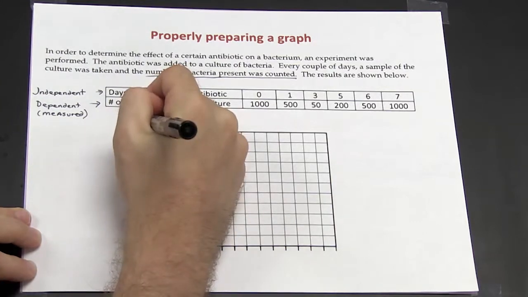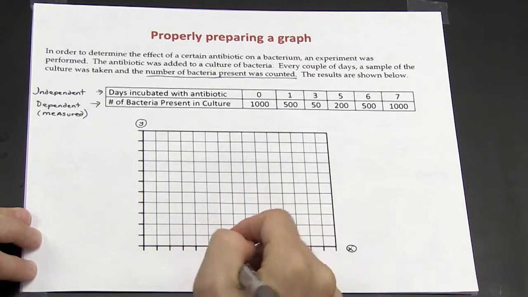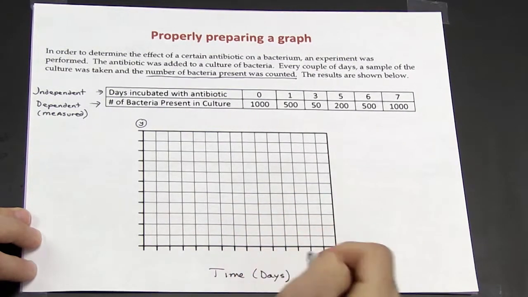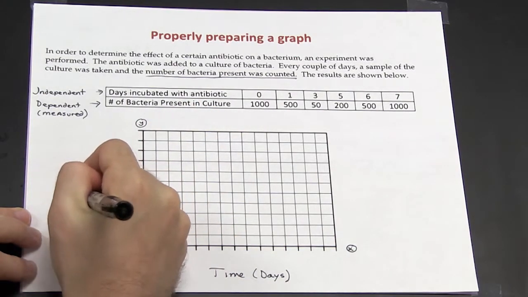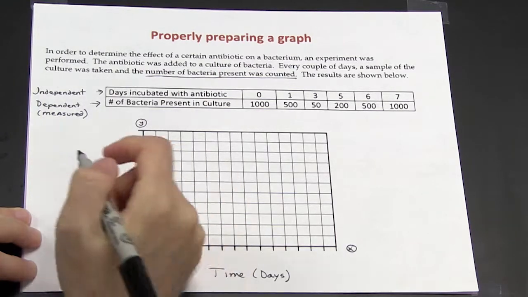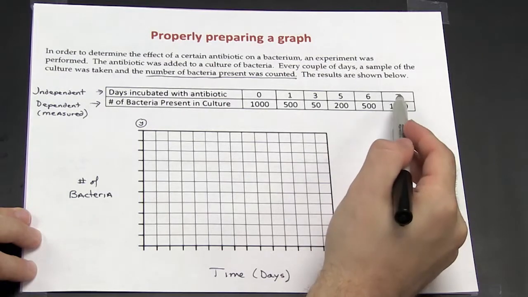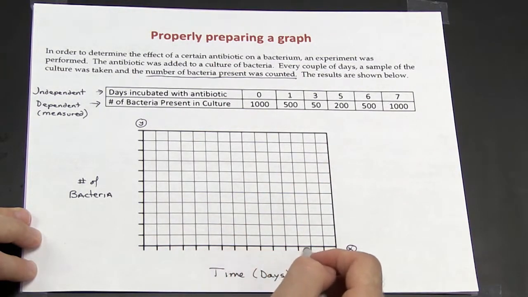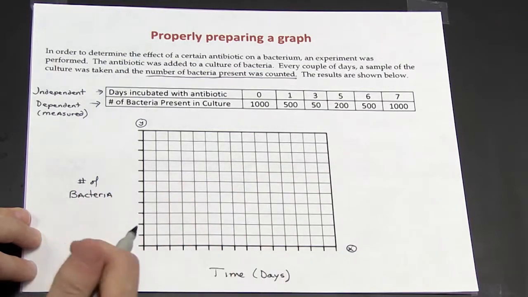So, dependent variable goes on the y-axis, independent variable goes along the x-axis. So we'll put down time in days, and along the y-axis is going to be number of bacteria. I look and I see that the independent variable goes up to 7 days, so I will count the number of tick marks I have and try to make my scale consistent and spread out such that I have the largest possible graph.